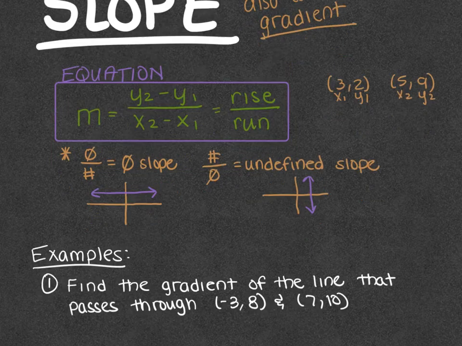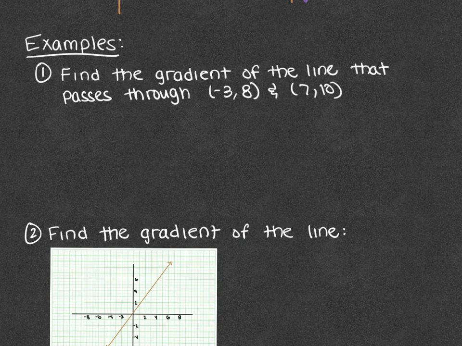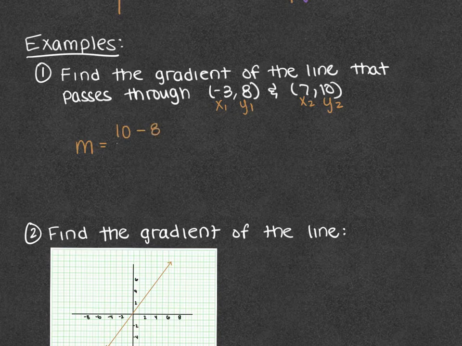All right. So if we want to find the gradient of the line that passes through these 2 points, just like I said, we're going to label these point 1, point 2. So I'm going to label this first one my x1 and y1, and the second one my x2 and y2. And then we're just going to put this in the formula. So m equals y2 minus y1 over x2 minus x1.